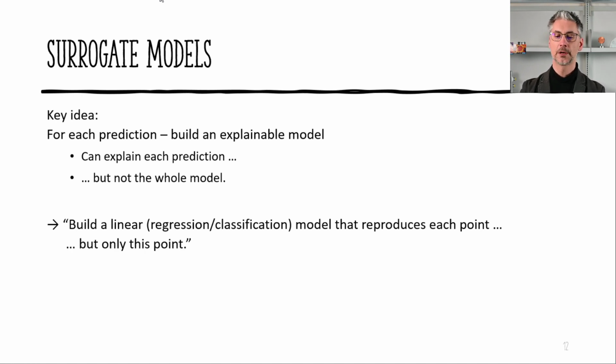The last thing we can discuss are surrogate models. The key idea here is that for each prediction we build an explainable model. This can explain a single prediction, but it cannot explain the whole model. It's maybe in a sloppy kind of way. We build a linear regression around each prediction, and then we can understand what this does. This doesn't explain the whole model, but we can use it, for example, with a powerful black box model, and we can explain how each decision was arrived at.